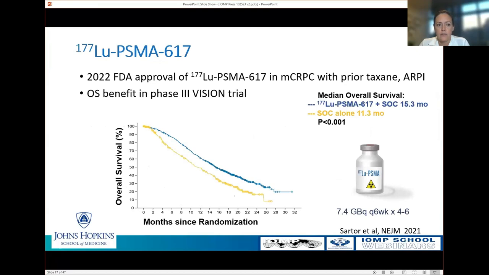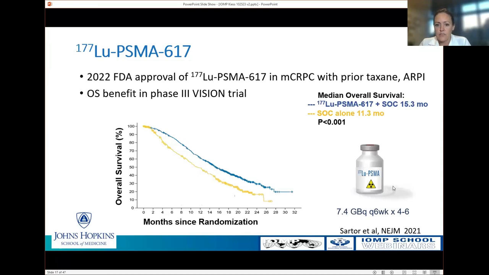The FDA approval of lutetium PSMA-617 is for men with metastatic castrate-resistant prostate cancer who previously received taxane chemotherapy and androgen receptor pathway inhibitors. This was based on an overall survival benefit shown in the phase 3 VISION trial. And here, the blue line is lutetium PSMA-617 plus standard of care, resulting in a median survival of 15.3 months versus standard of care alone, 11.3 months.